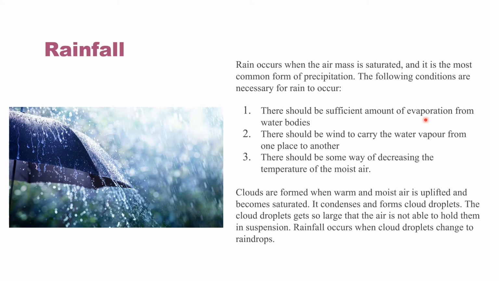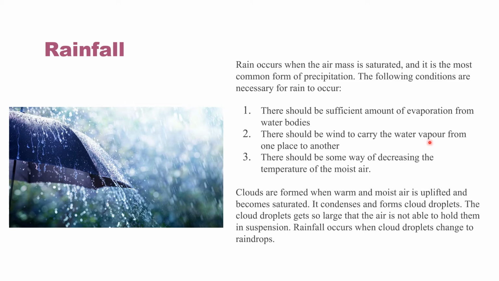Now, what are the conditions for rain to occur? There should be a sufficient amount of evaporation from water bodies. All the water from the water bodies keeps on evaporating and increasing the moisture level in the atmosphere.